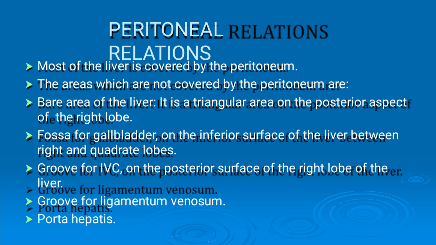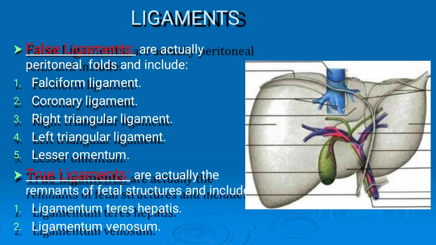Now let's move to the next slide. Ligaments. False ligaments are actually peritoneal folds and include the falciform ligament, coronary ligament, right triangular ligament, left triangular ligament, and lesser omentum. True ligaments are actually remnants of fetal structures and include the ligamentum teres hepatis and ligamentum venosum. The ligamentum teres hepatis is the obliterated umbilical vein.